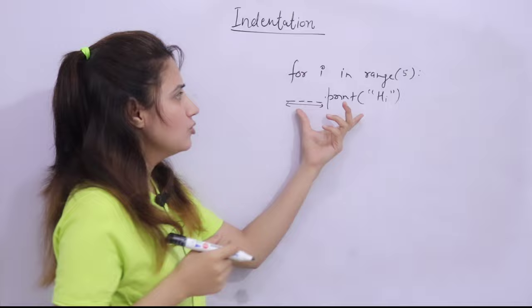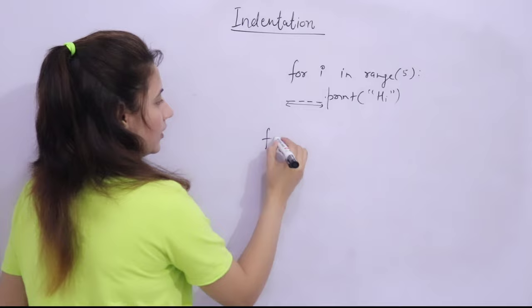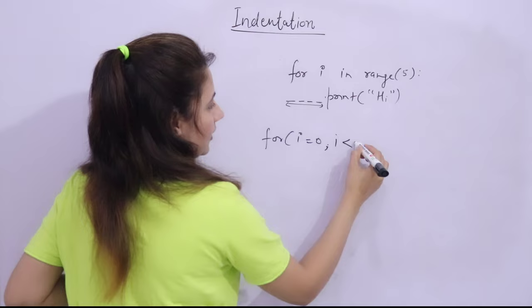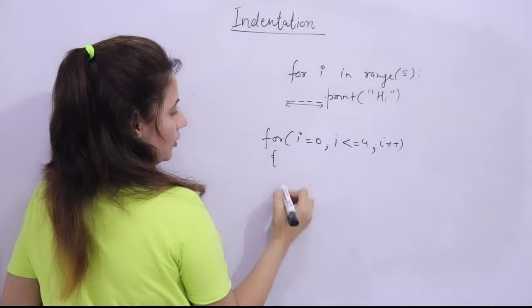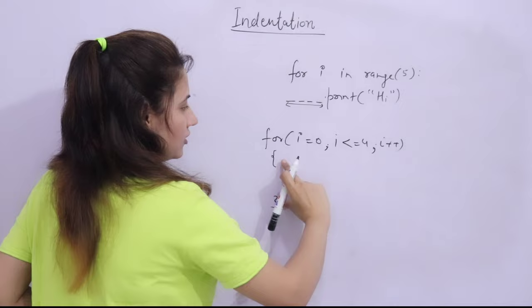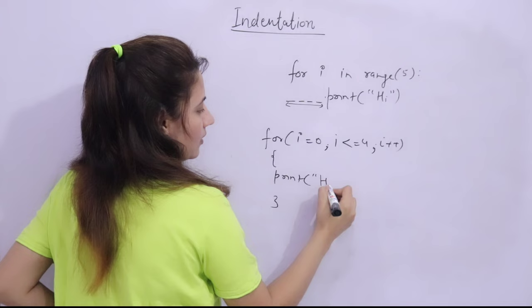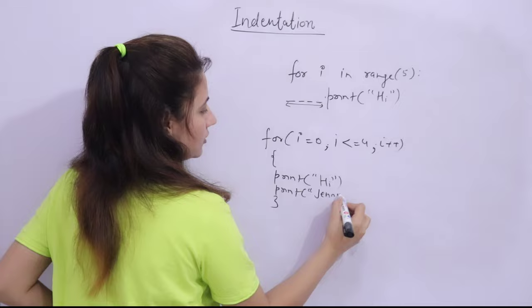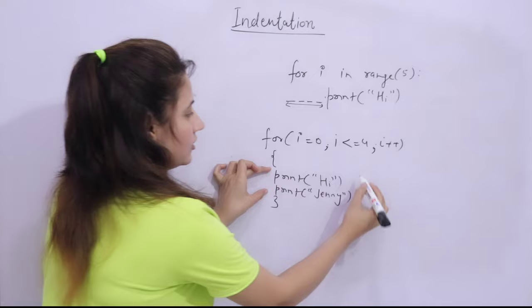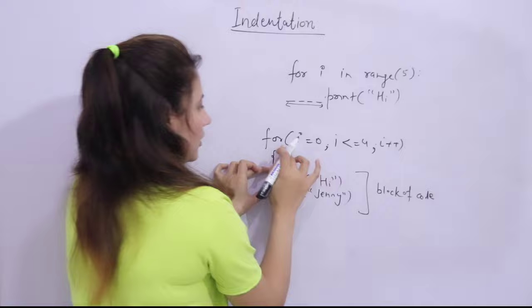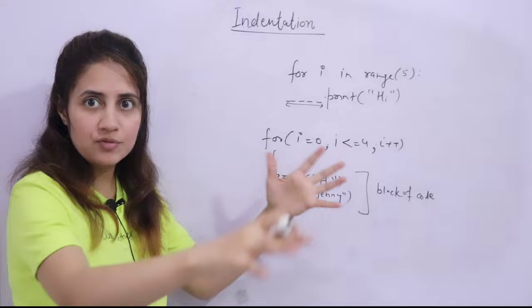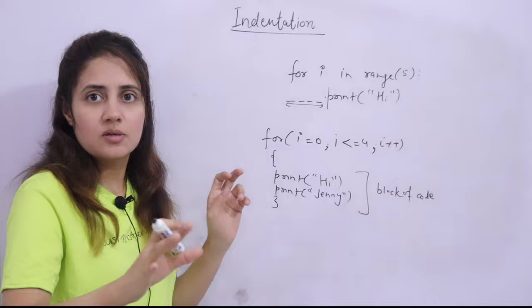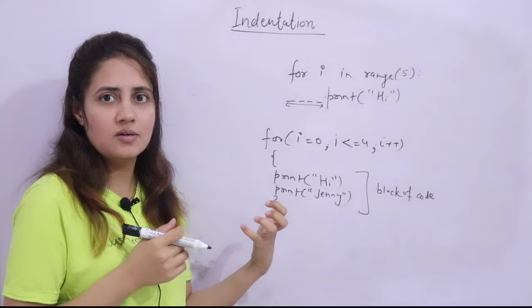See, in other languages, if you write a for loop or if statement, like in C, you write for i equal to 0, i less than or equal to 4, and i plus plus. And there, we use these curly braces to indicate a block of code. Means this is the loop body, this is a block of code. So here I can write print hi, or I am again writing print Jenny, 2 statements. Means these 2 statements are one block of code under this for loop, right? So when you want to indicate a block of code in other languages, C, C++, Java, we use these braces, right? In these languages, if you use indentation, that is just for readability purpose, or you can say it's just a decoration item, to make your program look better.